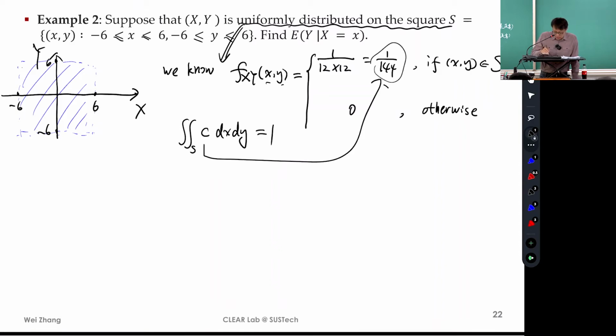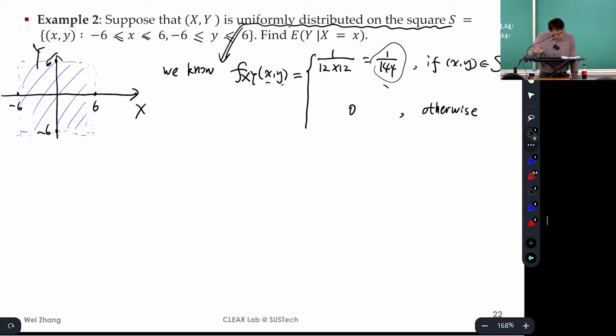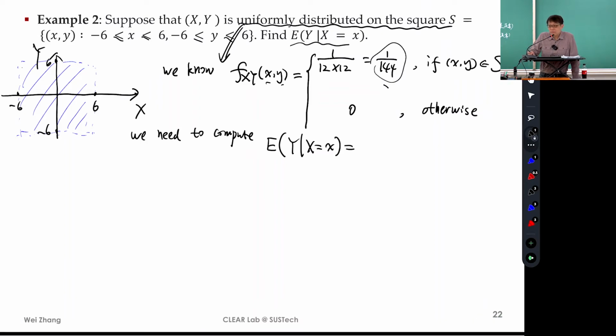All right, now let's erase this part. So we need to compute something. I want you to find the conditional expectation of y given x. So we need to compute this: y given capital X equal to small x. Okay, Xiaohang, can you explain this to me?